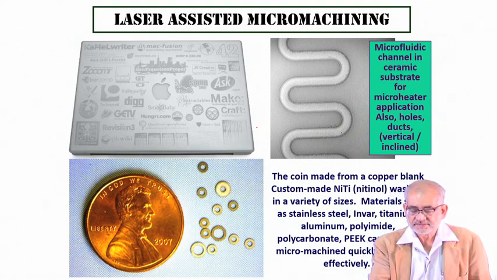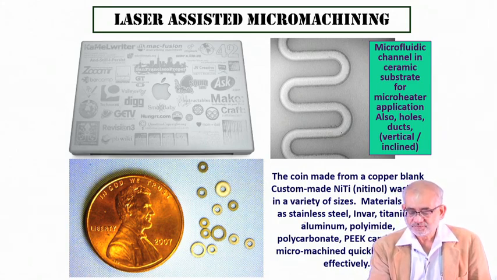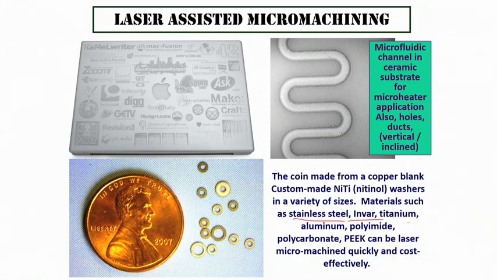Similarly, we can make such cooling channels, microfluidic cooling channels, either on a semiconductor device or on metallic heat exchanger devices. And this could be stainless steel or nickel-based invar alloys, titanium, aluminum, polymers like polyamide, polycarbonate, and other forms of commercial plastics and polymers.